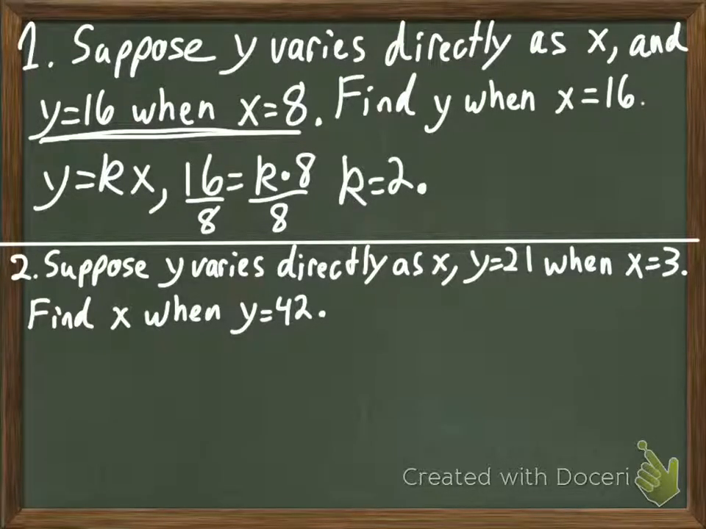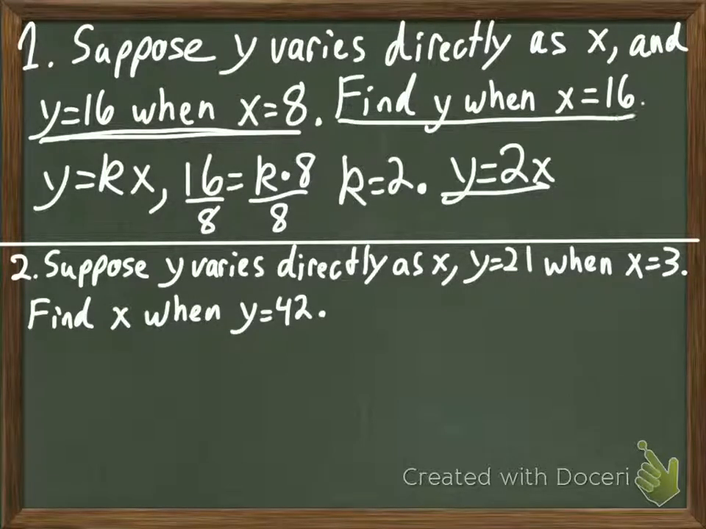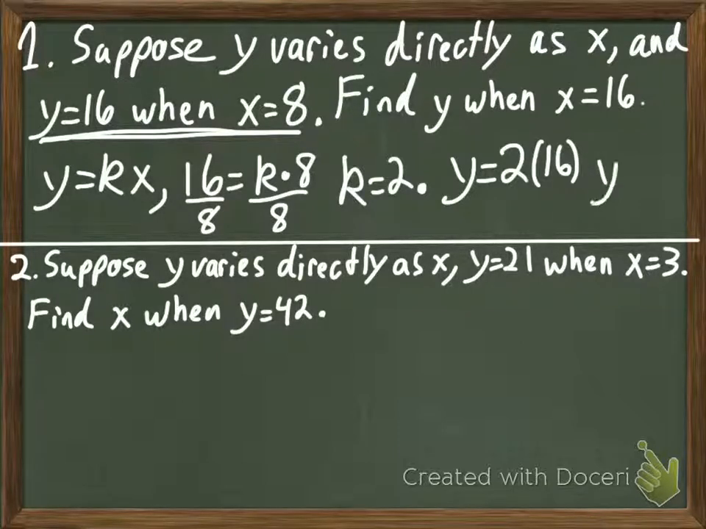So that's the first step. The second step is to rewrite our y equals kx, except we're going to replace that k with the number we just got. So now we can use this to answer this question. We want to find y when x equals 16. Well, all we're going to do is replace x with 16 and then solve the problem. So we get that y equals 32. So now I want you to go ahead, pause the video, and work through number 2 with your group. So do that now.